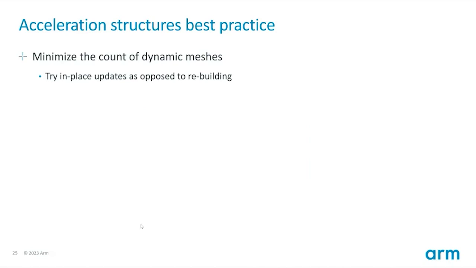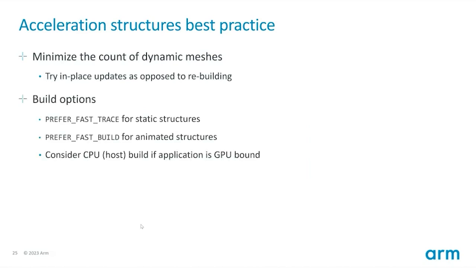For acceleration structures, some quick advice is to try to play with the options that the API gives you, profile and iterate on that. There is an option to rebuild the acceleration structure in place, which might have some impact in quality, so you need to check and see, but it might be faster. There are also some flags you can use to hint at the GPU if something is going to be rebuilt many times. You can use the prefer fast build option, and also consider the CPU build if the application is GPU bound.